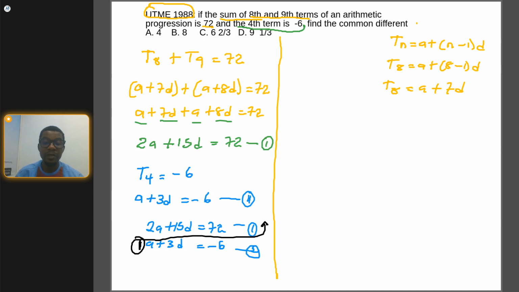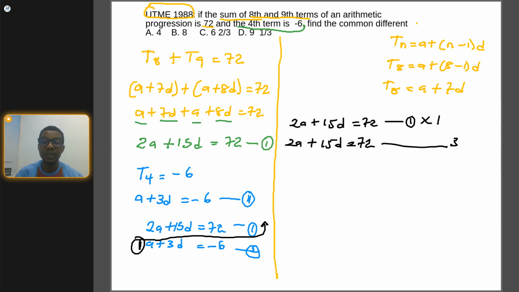That is 2a plus 15d equals 72. That is equation 1 times 1, and that will give us 1 times 2a, that's 2a, plus 15d. 15d times 1 is still 15d, and 72 times 1 is still 72. So call this equation 3.